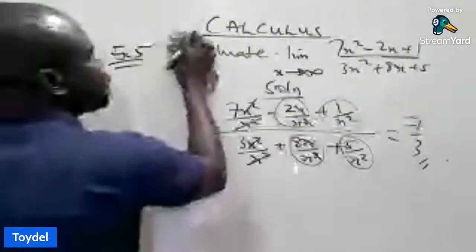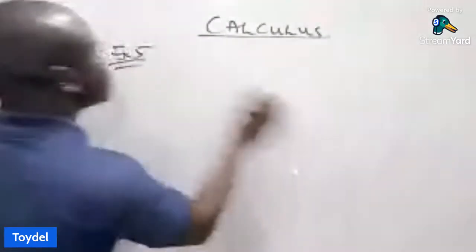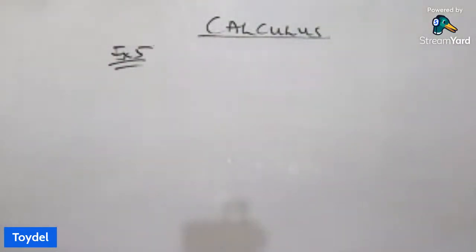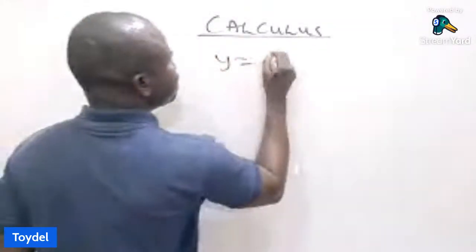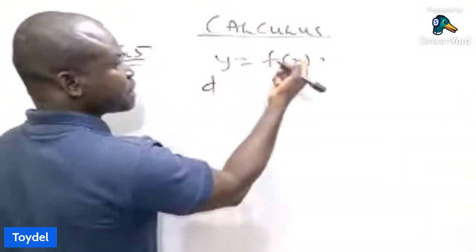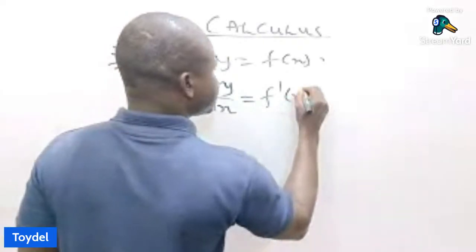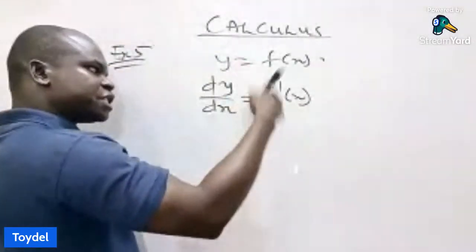So we start with the general form of differentiating a function. Okay, I want to introduce differentiation. Under differentiation, what is the general form? If y is a function of x, then the differentiation of y with respect to x simply means dy/dx. That will be f prime of x. That is, we are going to differentiate the function.